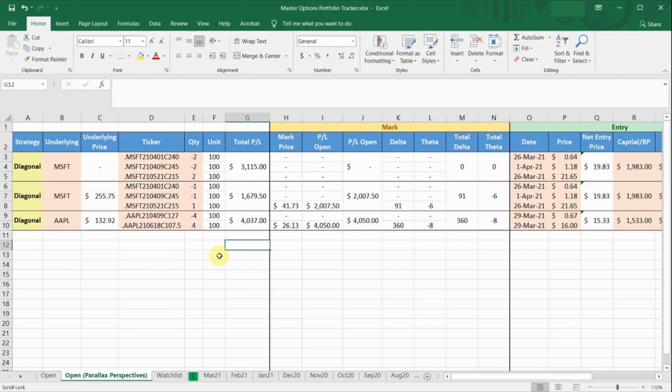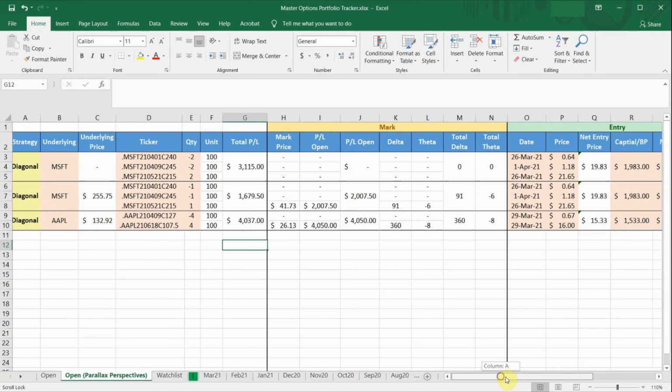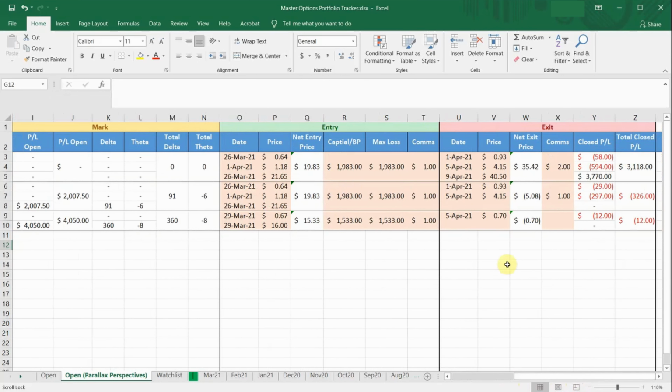So this trade is pretty similar to Microsoft. I did close the short call early. The only difference is the entry and exit. I entered the diagonal spread position on the 29th of March. For the short call, I entered for a credit of 67 cents. I ended up closing this short call on the 5th of April for a debit of 70 cents. The reason I was able to close for such a small loss is because on the 5th of April, prices of Apple did not shoot past the $127 strike call.